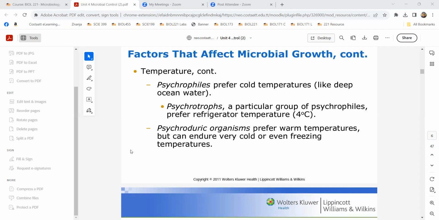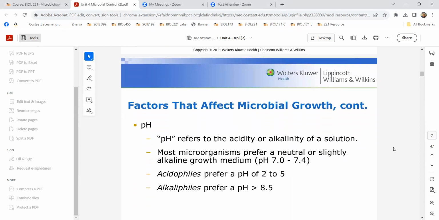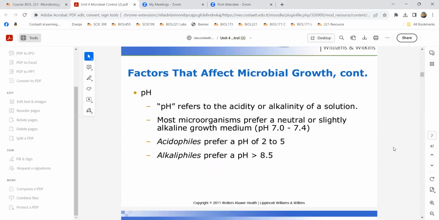Psychroduric organisms prefer warm temperatures but can endure very cold or even freezing temperatures. Now, these are some terms that you'll need to familiarize yourselves with. You'll see them popping up, especially in your multiple choice questions. So make sure to take note of all of those words and learn them. Make a glossary of terms or something. It's very useful in microbiology to have a glossary of terms.